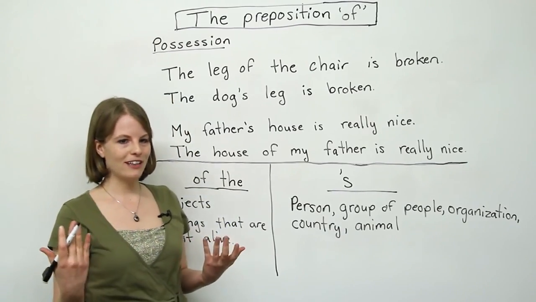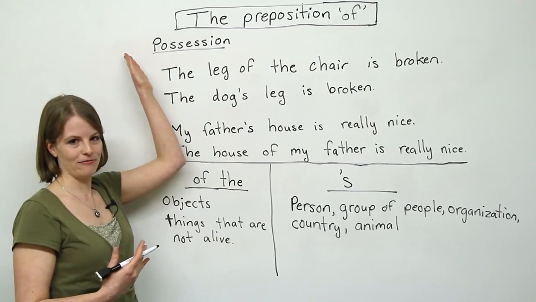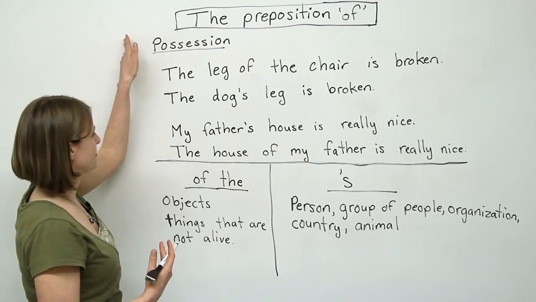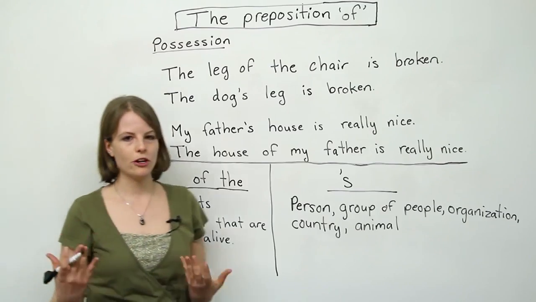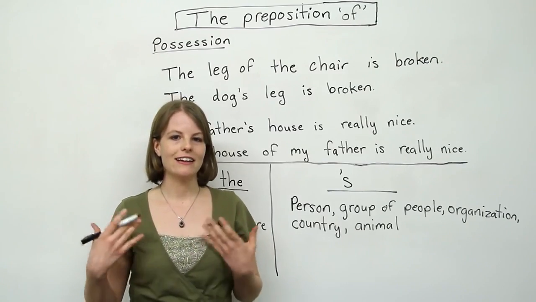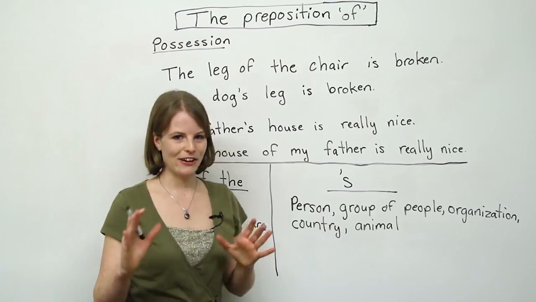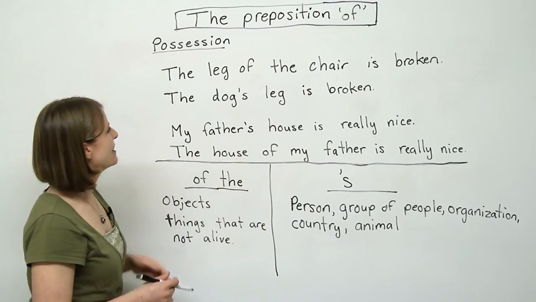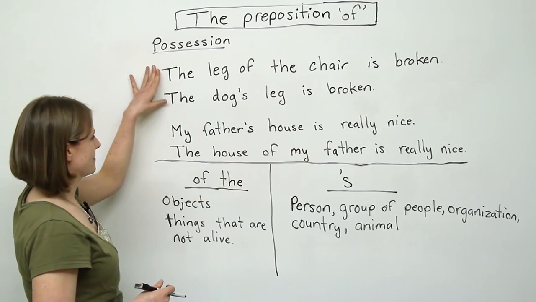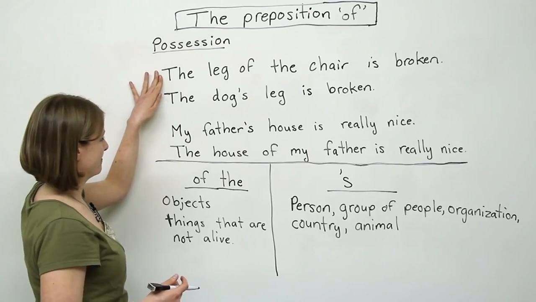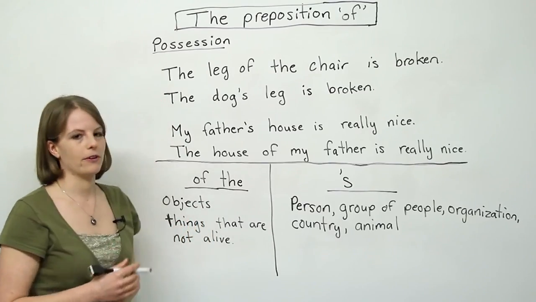So to begin with, I want to talk a little bit about possession. So we use of sometimes when we're talking about whose thing is it. So I'll explain this a little bit more clearly. So I have 2 sentences here. The leg of the chair is broken. The dog's leg is broken.